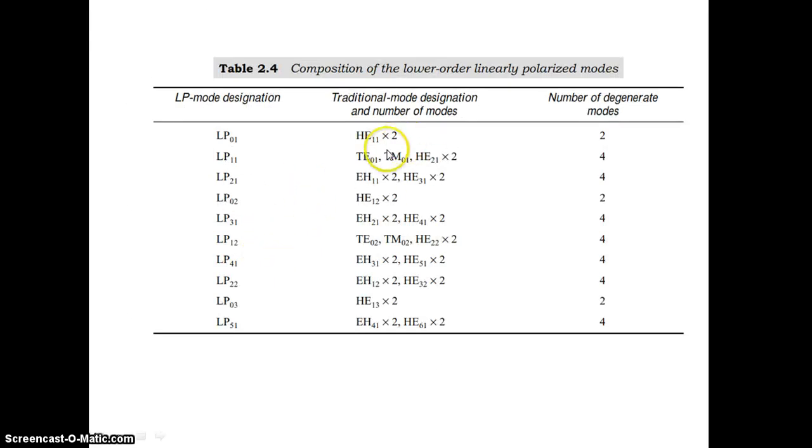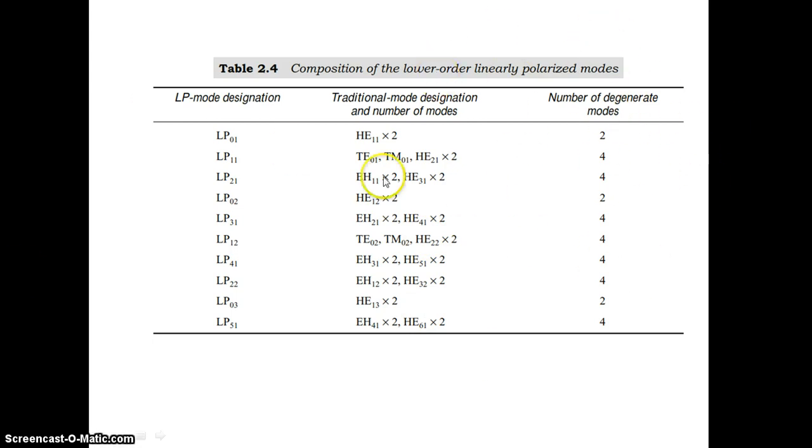LP01, LP11 and LP21 are derived from HE11 times 2, TE01, TM01, HE21 times 2, and EH11 times 2, HE21, 2. So LP02 means LP12 times 2. From this mode, LP31 means they just reduce one number from this: 3 1 means 2 1, so EH21, and add one number, so HE41. Similarly LP12 means TE0, reduce 0 0 2, add means 2 2, so HE22. Like that the number of degenerate modes have been calculated.